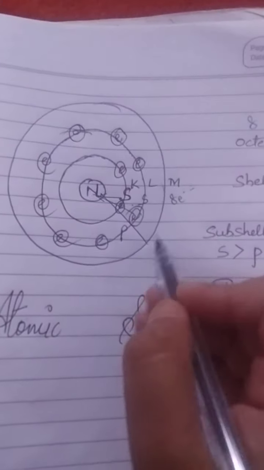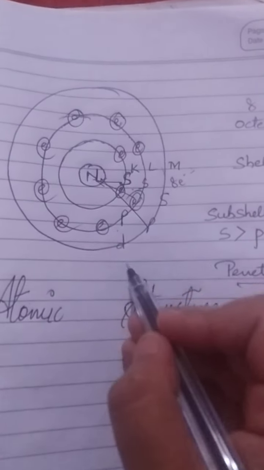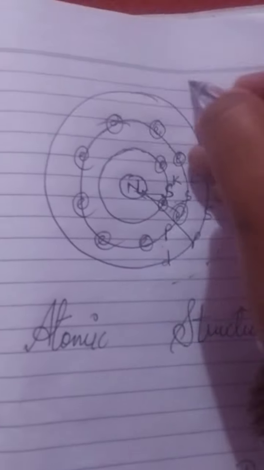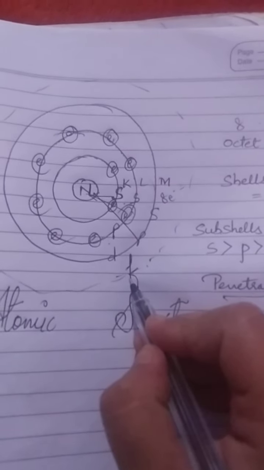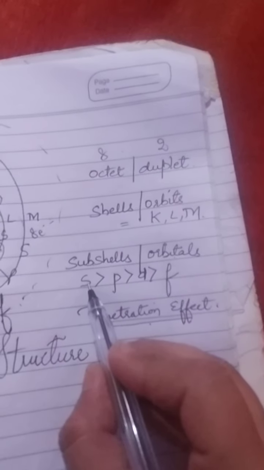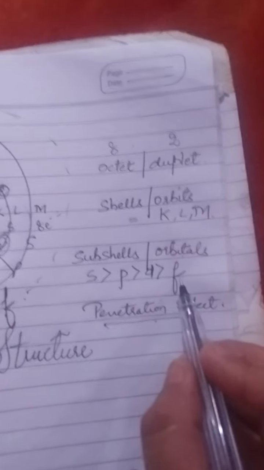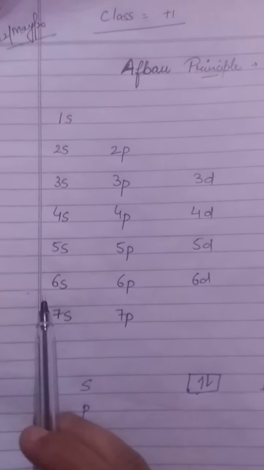As well, it is the same with S, P, D. D has less, and F has the least penetration effect. Clear? So S has more penetration effect than P, D, F. So we arrange the Aufbau principle according to that.